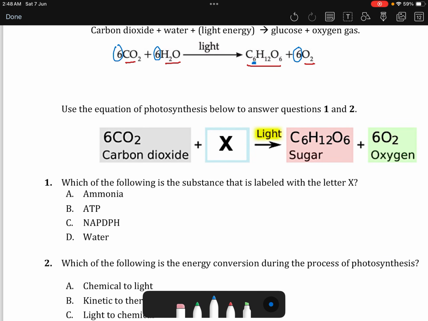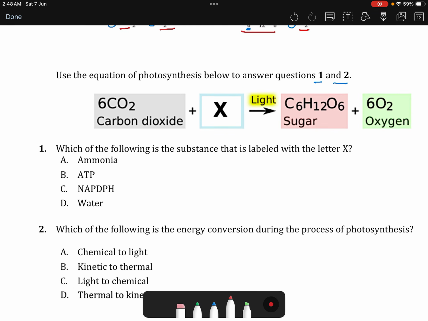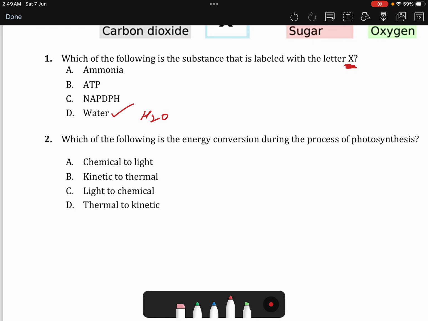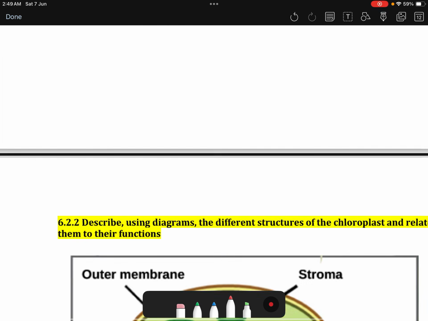Use the equation of photosynthesis to answer questions 1 and 2. So 6 CO2 plus 6 H2O, I'm going to fill it in. The equation is complete. Which of the following is the substance that is missing in X? This is water, and they can ask H2O. Which of the following is the energy conversion during the process of photosynthesis? We know light energy is converted into chemical energy. So this is the one.